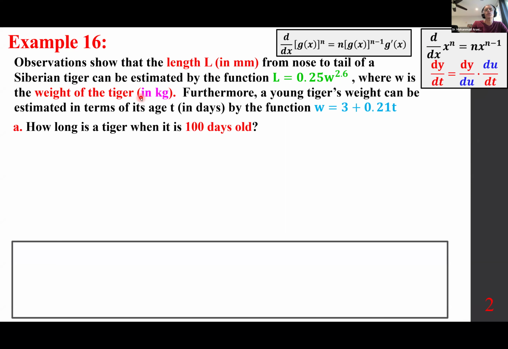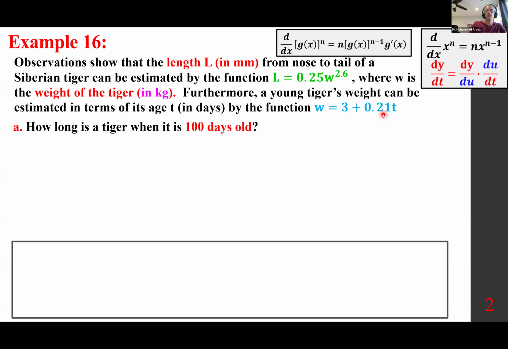All right. Observations show that the length L in millimeters from nose to tail of a Siberian tiger can be estimated by the function L equals 0.25 W to the power of 2.6, where W is the weight of the tiger in kilograms. Furthermore, a young tiger's weight can be estimated in terms of its age in days, and the function is W equals 3 plus 0.21 T. How long is the tiger when it's 100 days old?